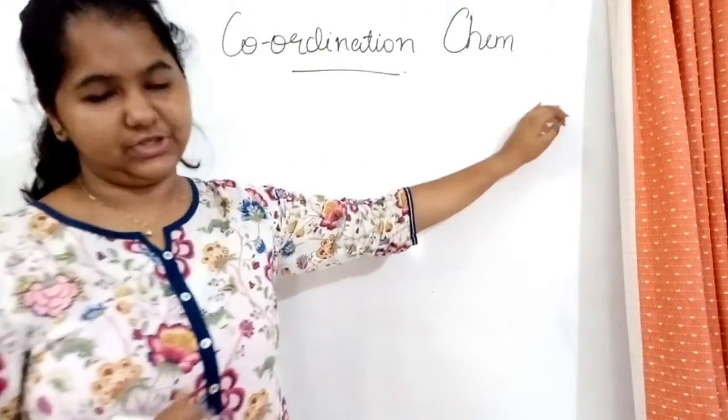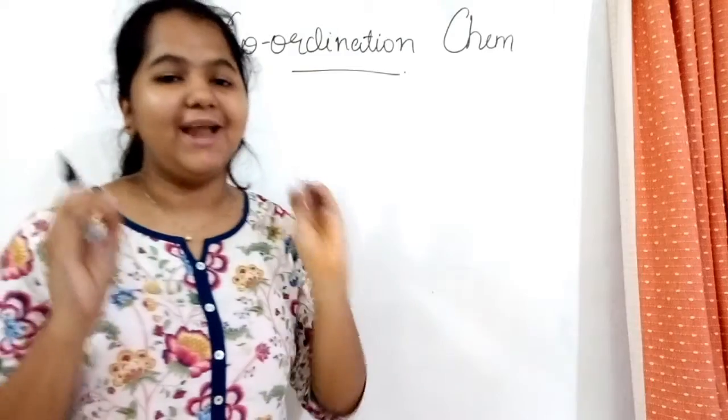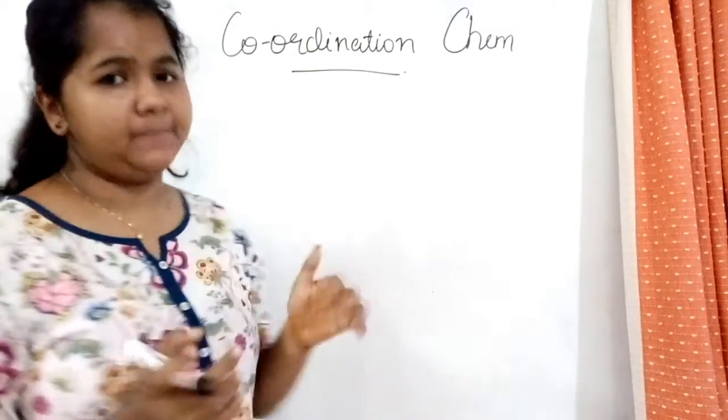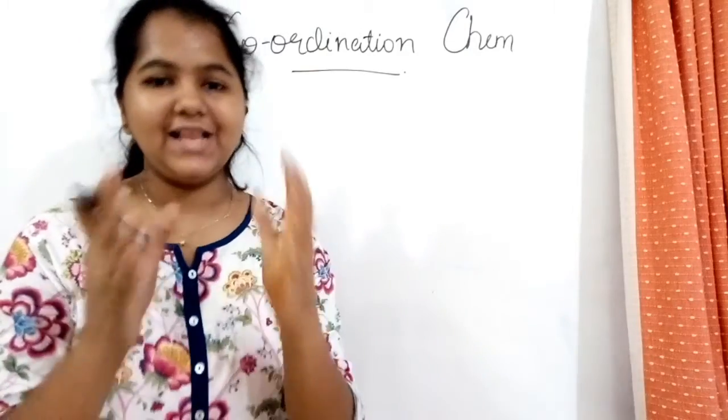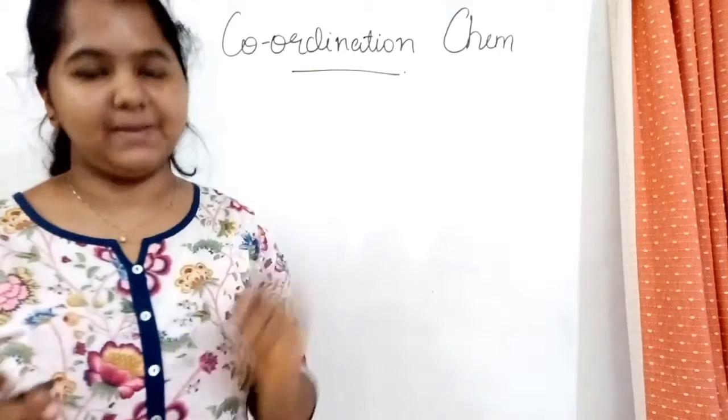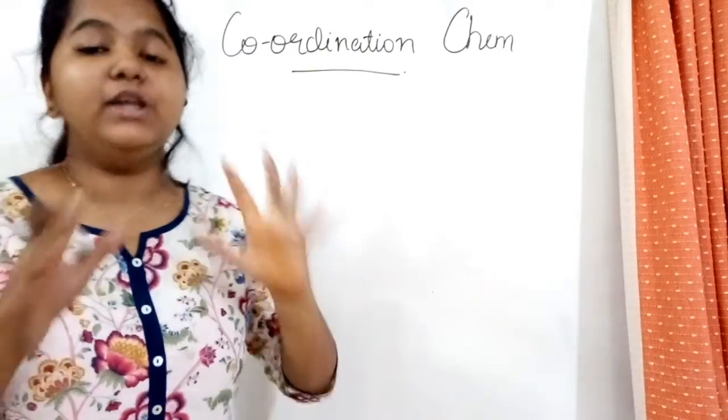Coordination Chemistry. So that is a chapter of Chemistry Class 12 CBSE. So without any further ado, let's get into the chapter. In this chapter, what you will learn is something very new to you, because you haven't learned about Coordination Chemistry in class 11th. You're learning a new topic.